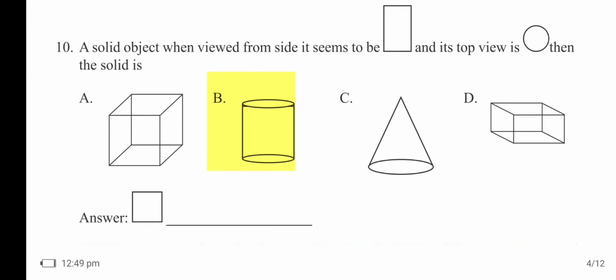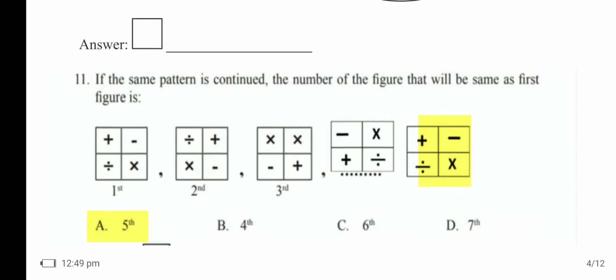A solid object when viewed from the side seems to be like a rectangle and its top view is a circle, so then the solid is. So which of these shapes? Then we get the answer as option B, the cylindrical shape.